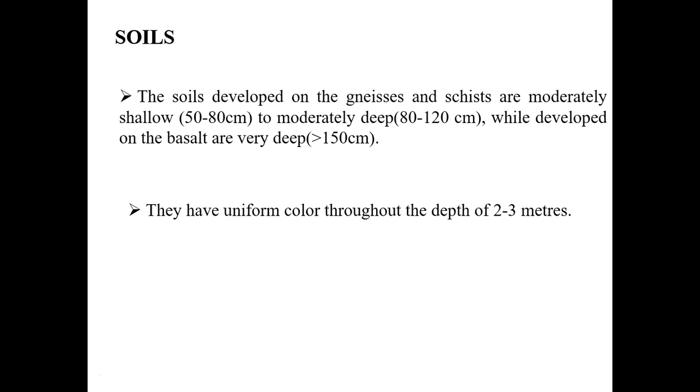The soils, what is the soil? The soils are developed on gneiss and schist, which are moderately shallow. We can see shallow depths of around 50 to 80 centimeters, or moderately deep, around 80 to 120 centimeters of development. While the soils developed on basalt are very deep, more than 150 centimeters. On gneiss and schist, this is the depth of development, but on basalt it is very deep, more than 150 centimeters. They have a uniform color throughout the depth of 2 to 3 meters.